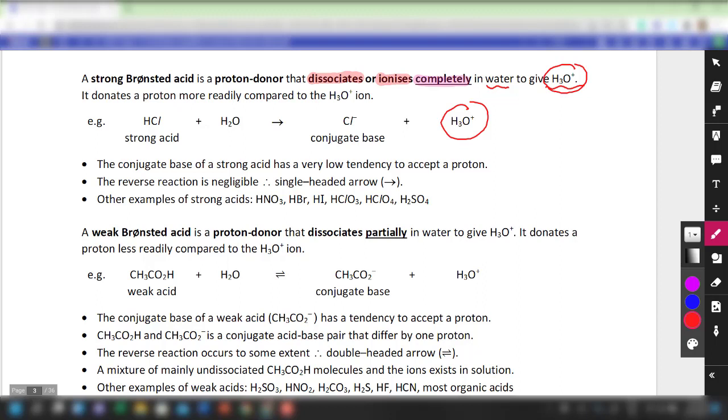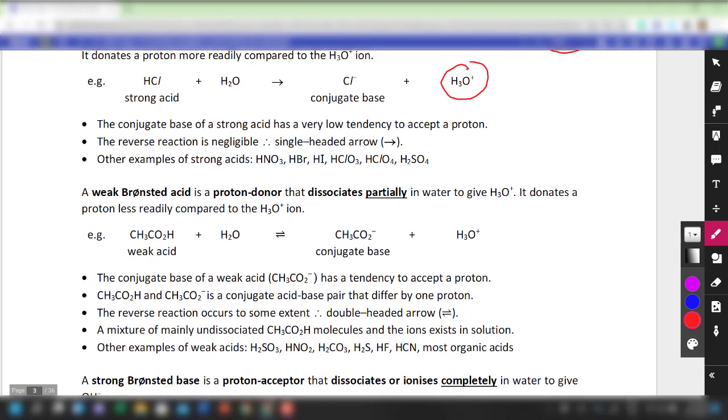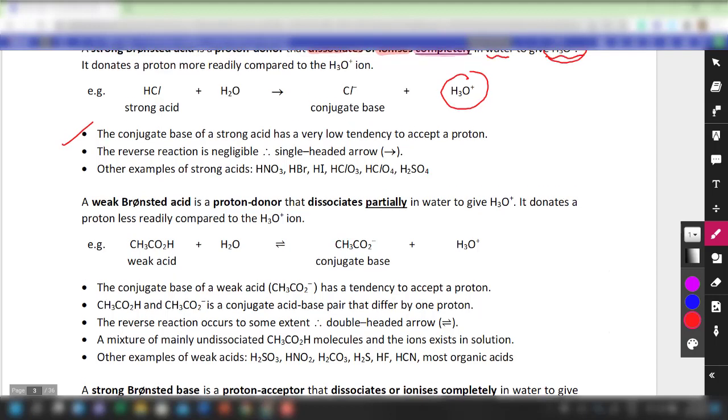For acid-base equilibrium, for the purpose of our discussion for H2, we also tend to just focus on dilute solutions, because as the solution becomes concentrated, it displays slightly different behavior. But you will not encounter them very much in H2. So in this case, there are certain bullet points which you need to be aware of. For example, the conjugate base of a strong acid has a low tendency to accept a proton back.